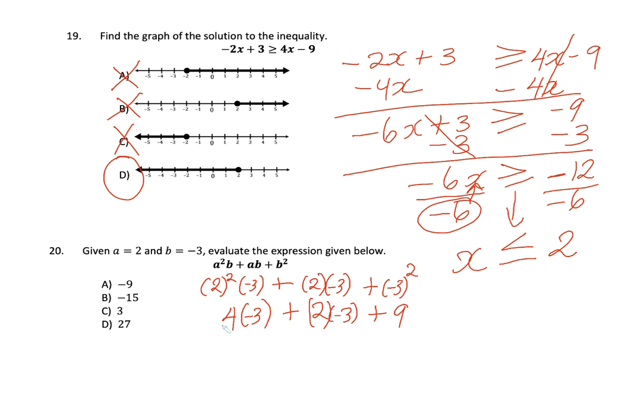Next, I see multiplication. 4 times negative 3 is negative 12 plus 2 times negative 3 is negative 6 plus 9. Okay, all I see is adding, and that's what we will do. Negative 12 plus negative 6 is going to be negative 18. And then when I add that to 9, because the signs are different, I'm going to subtract, keep the sign of the larger. So my answer is negative 9.